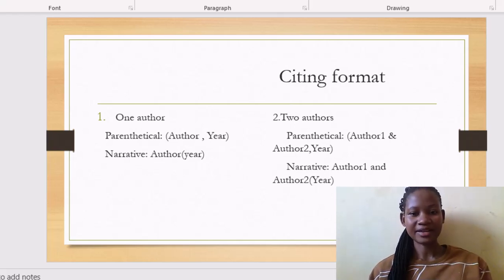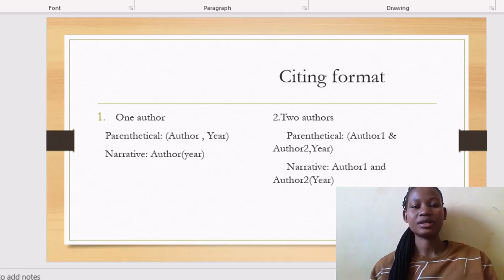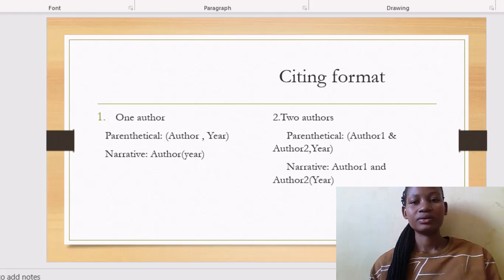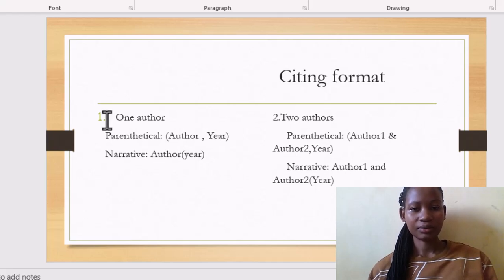But I hope, guys, you did some work and also researched on citation, like how to cite and what brings about citing. So let me first take you through one author, how to cite one author in a given information or text or work.